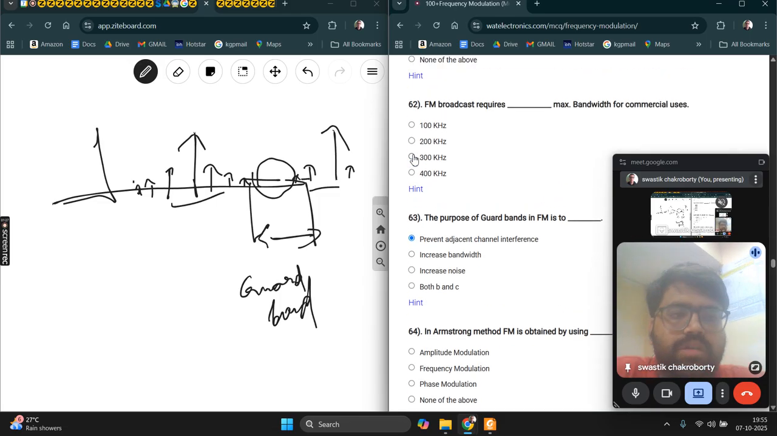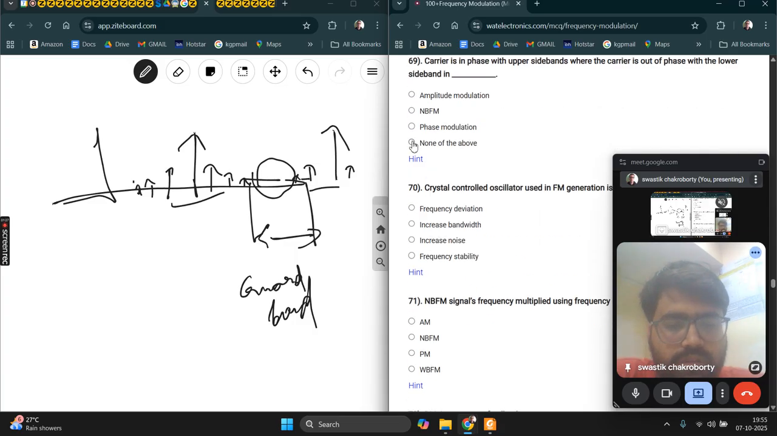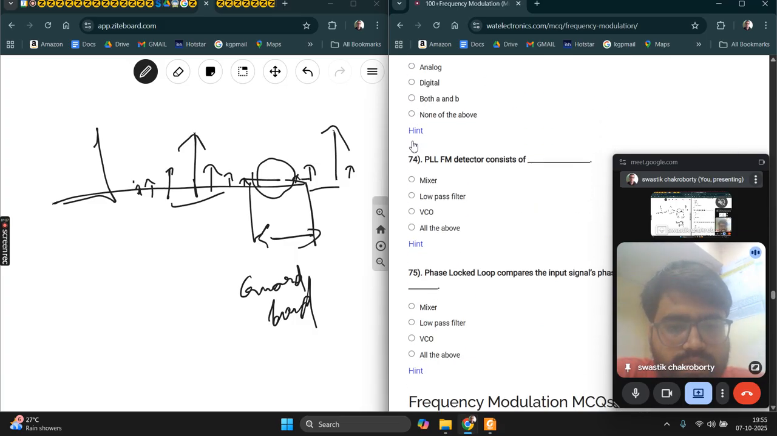FM broadcast requires dash max bandwidth for commercial uses. I think this will be 100 kilohertz. 200, okay, 200 kilohertz is the maximum bandwidth. These are general knowledge questions.